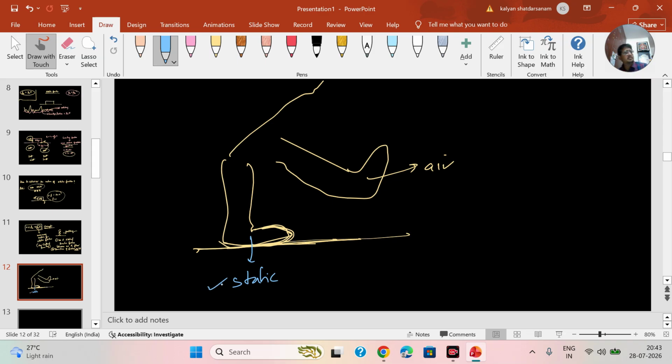So many people think that, oh, I am moving, sir. The floor is at rest. I am moving. Okay, you are moving, but the foot which is actually in contact with the floor is not moving. You must take the two surfaces which are in contact.